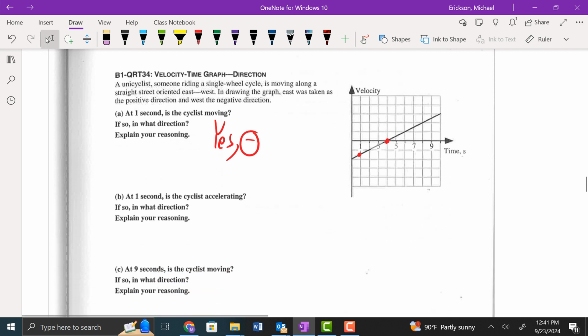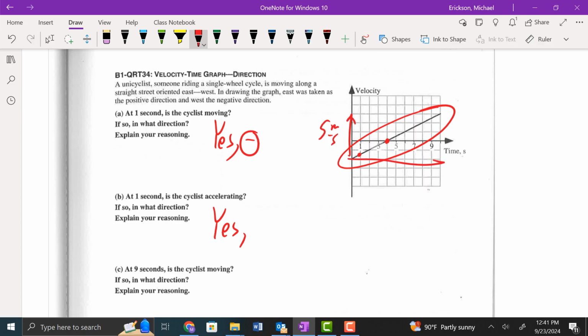All right. Is it accelerating? Once again, I'll say yes, and they ask us in what direction. So acceleration direction is whatever the slope is and whatever sign that slope is. Assuming everything is like 1 meters per second up, I would say this is a gain of 5 meters per second over 10 seconds. So this guy's accelerating by 0.5 meters per second squared, and that's a positive 0.5. So yes, they're in the positive direction.